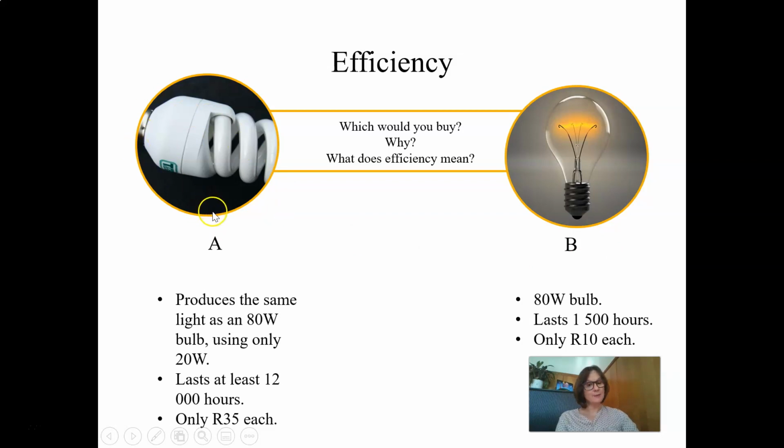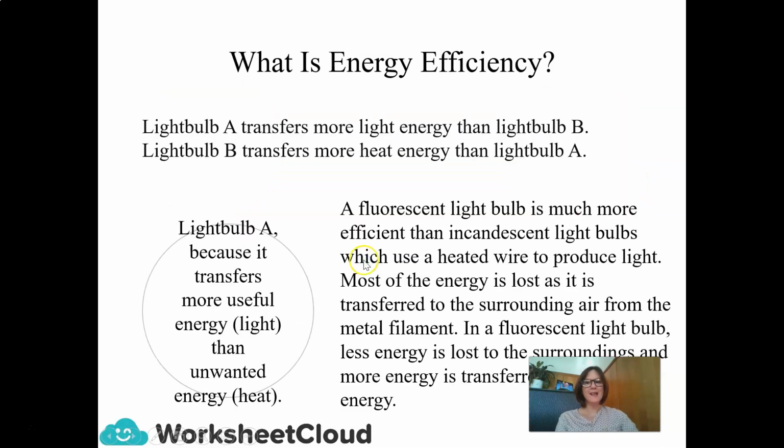This one over here, light bulb A, produces the same light as an 80 watt bulb, but it only uses 20 watts. This light bulb lasts about 12,000 hours and only costs more or less about 35 Rand. So which one would you buy and why? Light bulb A transfers more light energy than light bulb B, but light bulb B transfers more heat energy than light bulb A. So think about, what do I actually need the light bulb for? Heat energy or light energy?